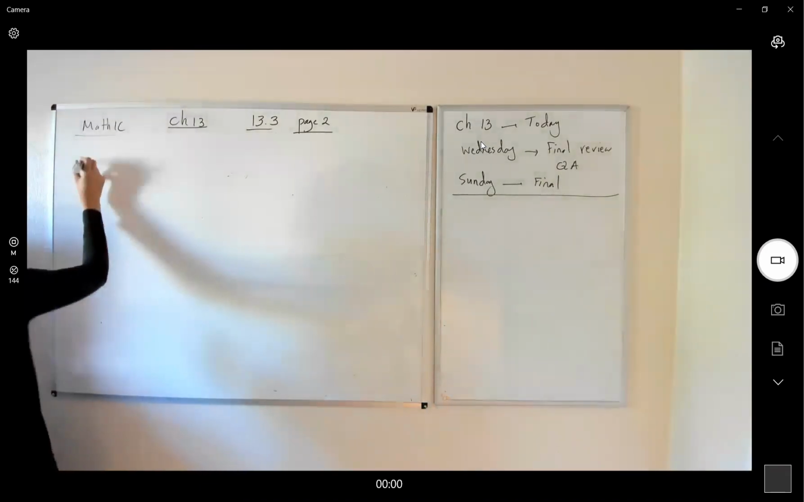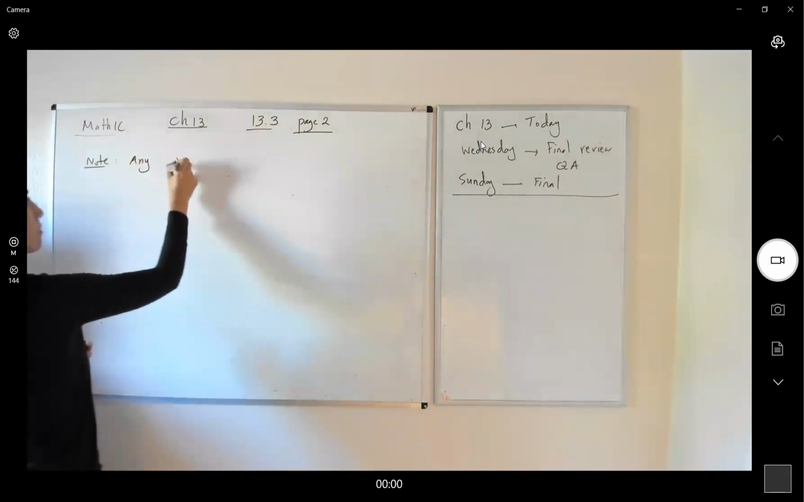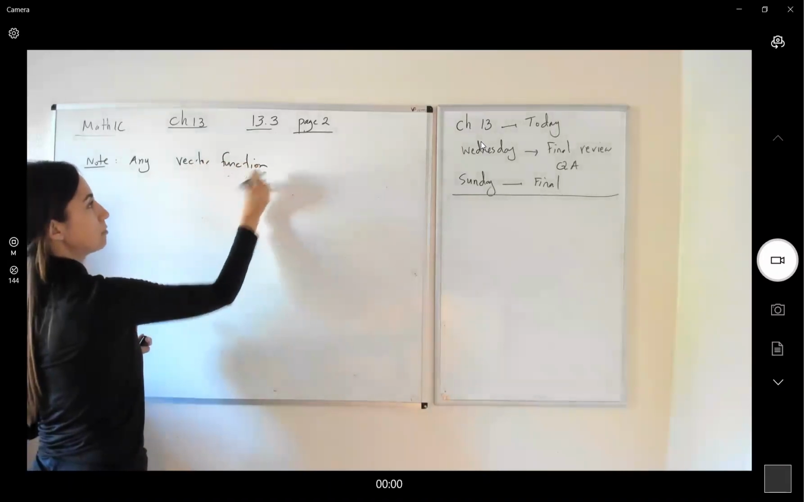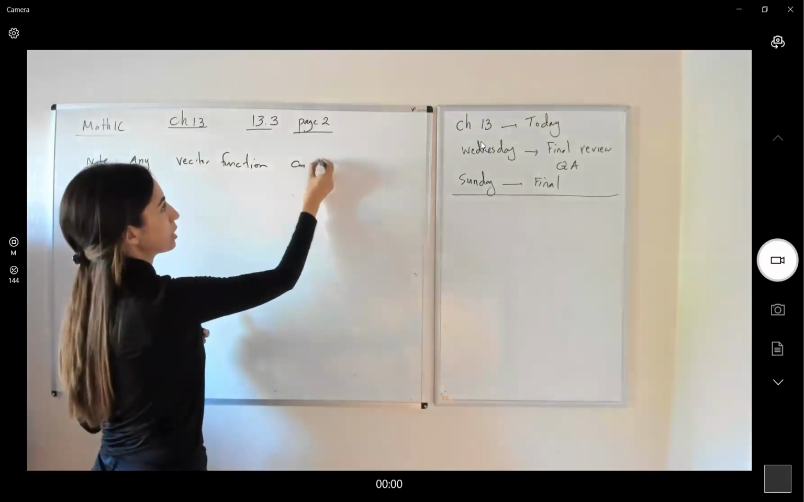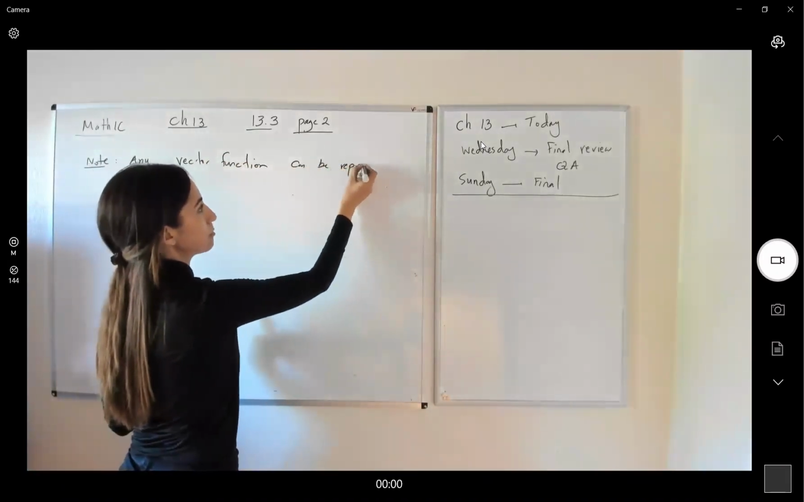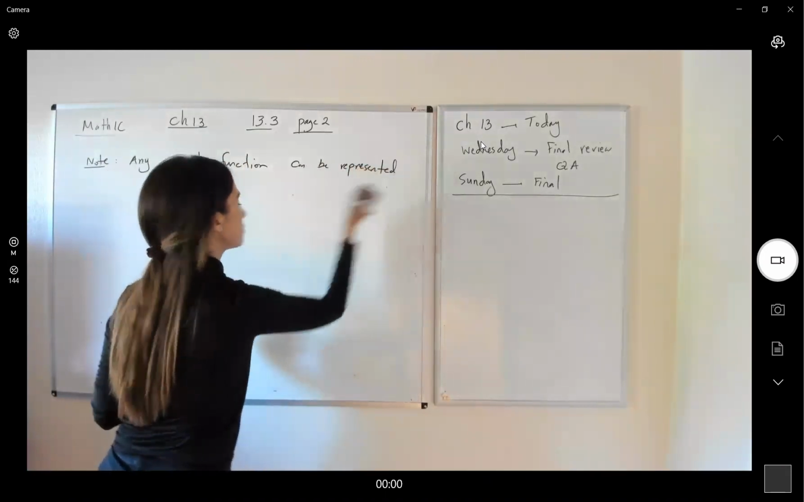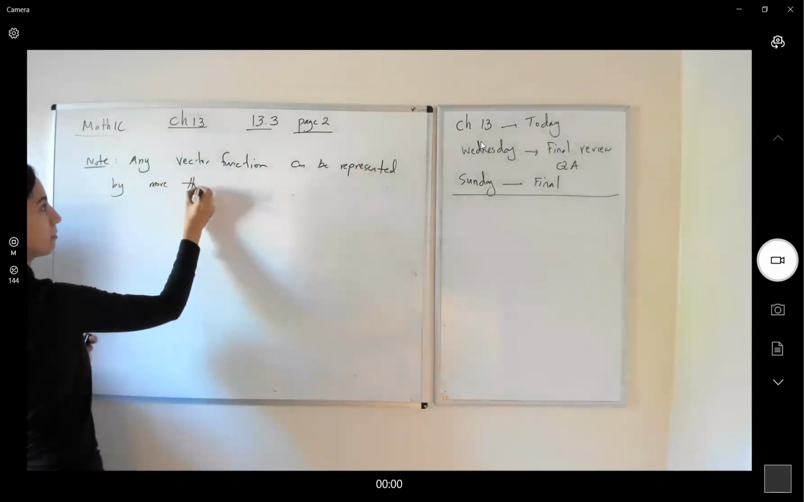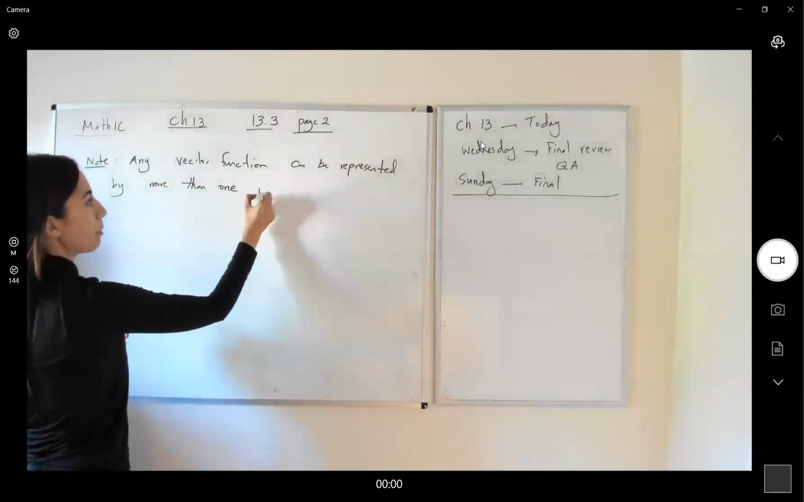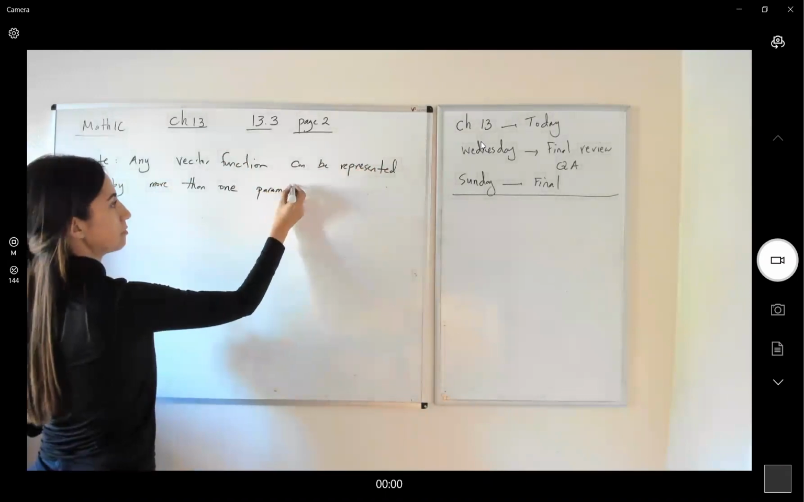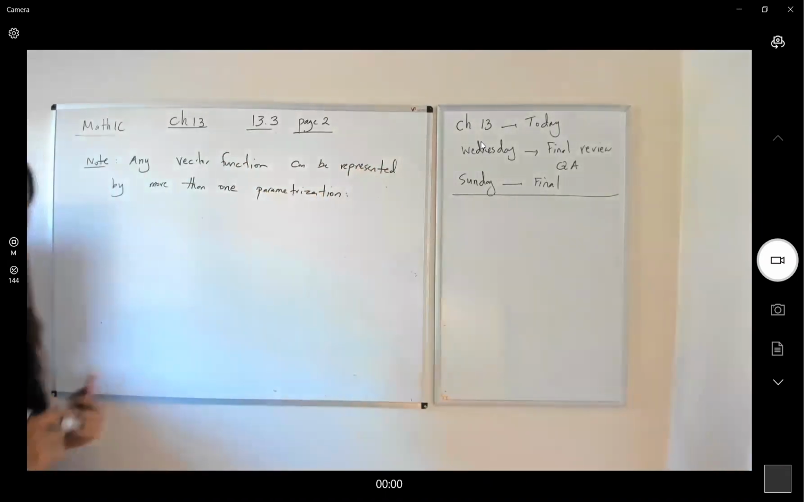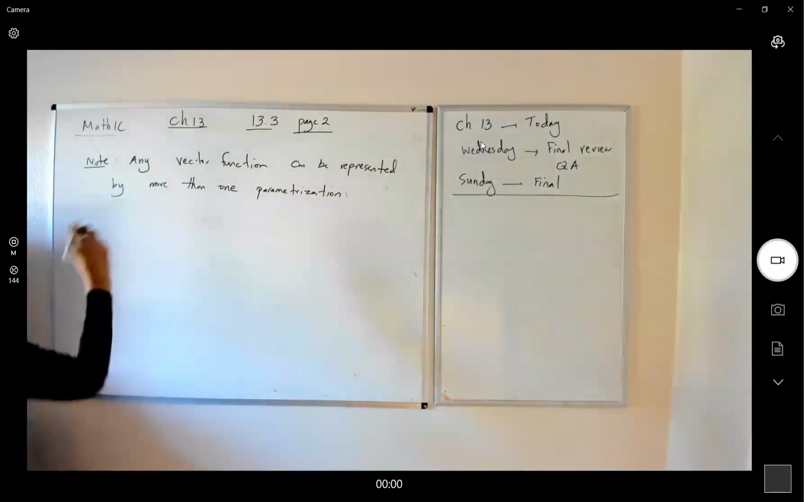So note that any vector function can be represented by more than one parameterization. What do I mean by that? Take a look at this.